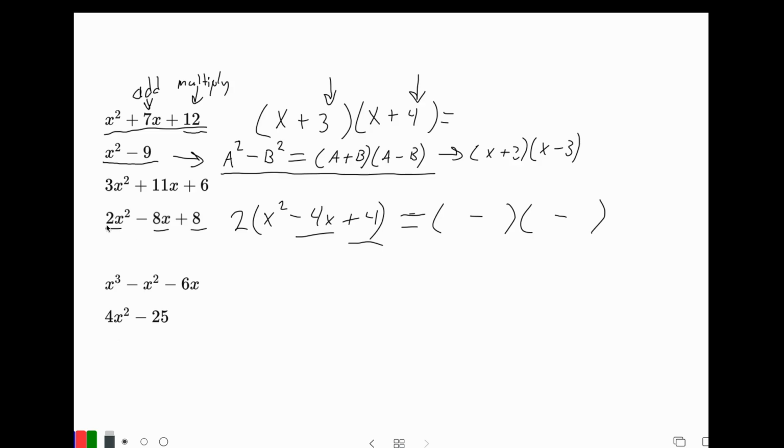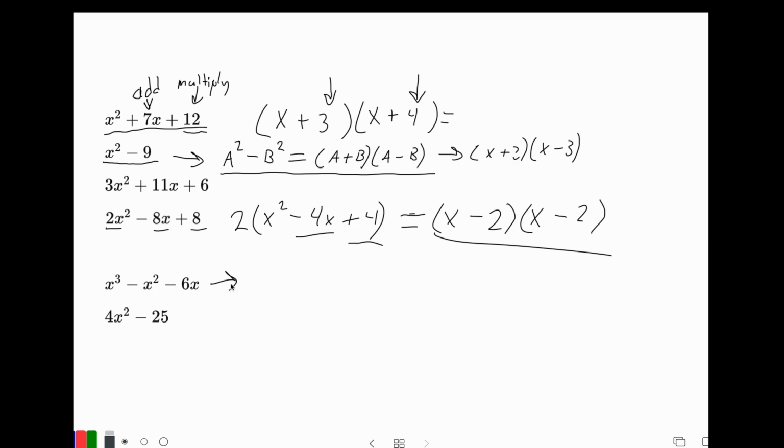Now, because we got rid of this 2, this is just going to be x and x. And then for the final term, what negative number multiplies to get 4 and adds to get negative 4? That's just going to be negative 2, negative 2. So there you go. All right, so now for these two, I want you to try and do these on your own. See if you can solve them. They are using techniques that we just did up here. I'll give you a minute, pause the video, try and figure this out on your own.